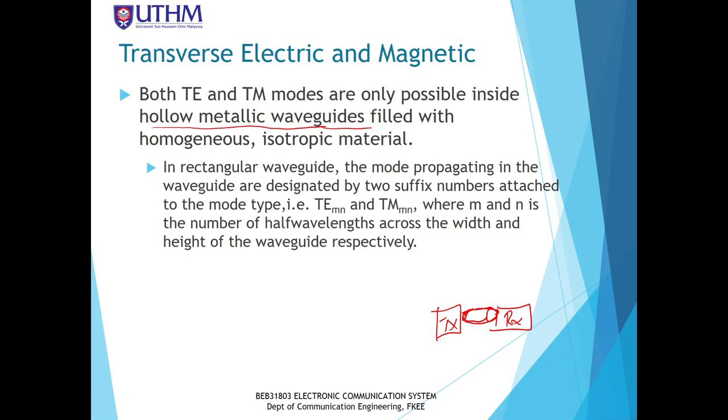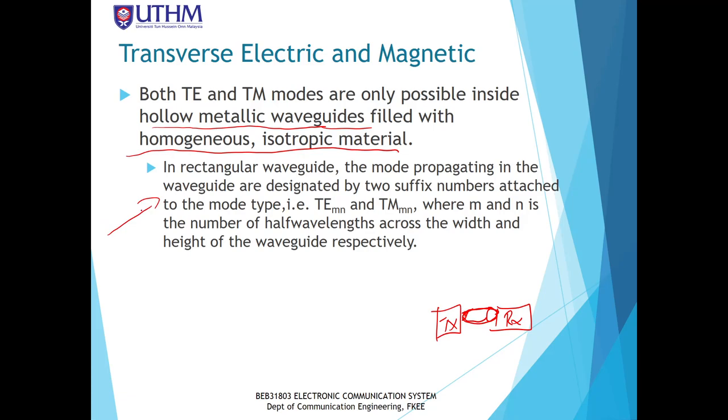Tetapi the shapes can be different kinds of shapes. But you see that it is a hollow metallic. It's some sort of like a pipe actually. Dia seperti pipe. Tetapi dia dalam bentuk besi. Hollow metallics. So this metallic can is a conductor where you can transmit the electromagnetic waves. So these are what they call waveguides filled with homogeneous isotropic materials. So homogeneous isotropic, dia dalam satu jenis material saja.